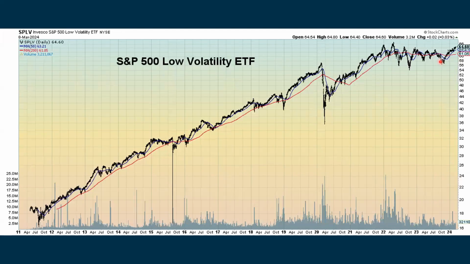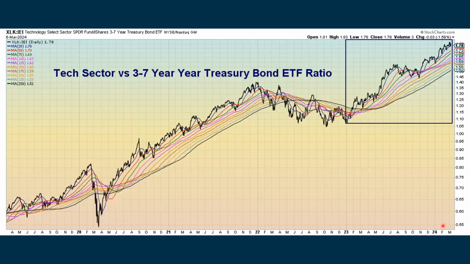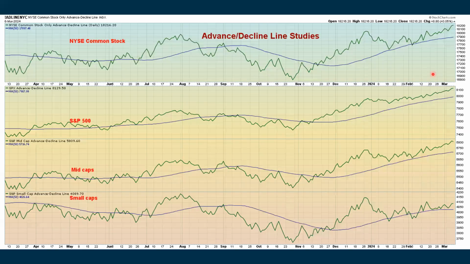These are low volatility stocks, which tend to do better when the market's under pressure, but lately, since the beginning of 2024, they've been in an uptrend. However, when you compare it to the performance of the S&P 500, the low volatility stocks are really underperforming. The tech sector, and then looking at 3 to 7 year bonds, shows that tech is outperforming bonds. And then we look at some other stocks, and I show this in the daily video as well.